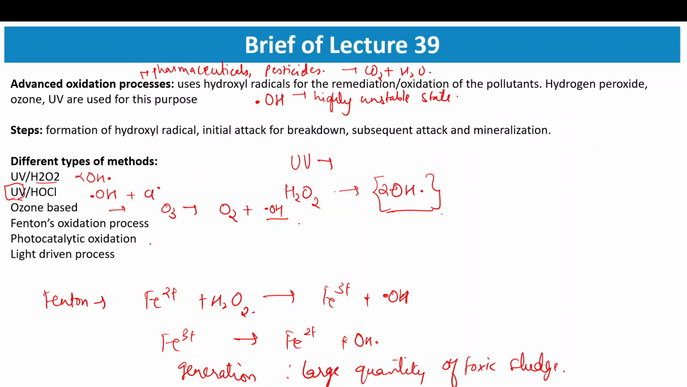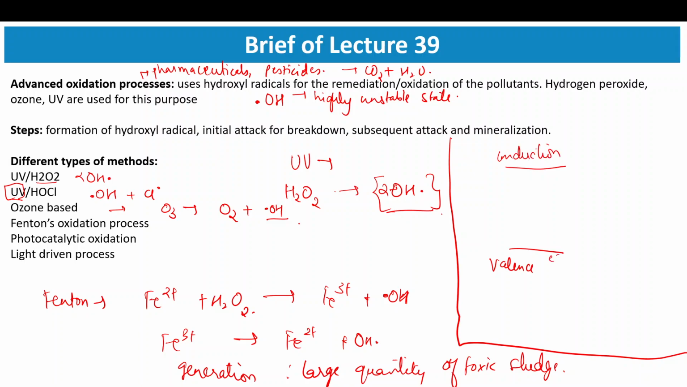Now, next is the photocatalytic oxidation process. You must be knowing that any sort of semiconductor material has two bands, which is nothing but that any material has a valence band and a conduction band.